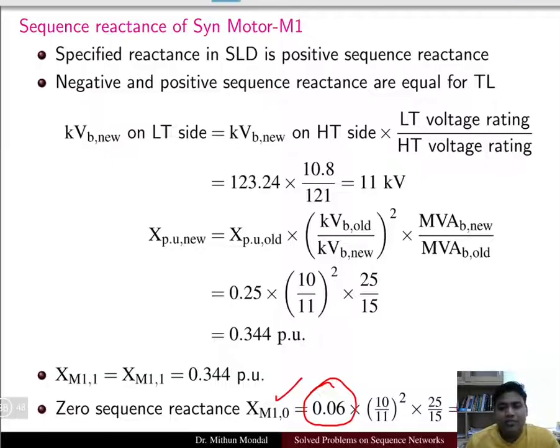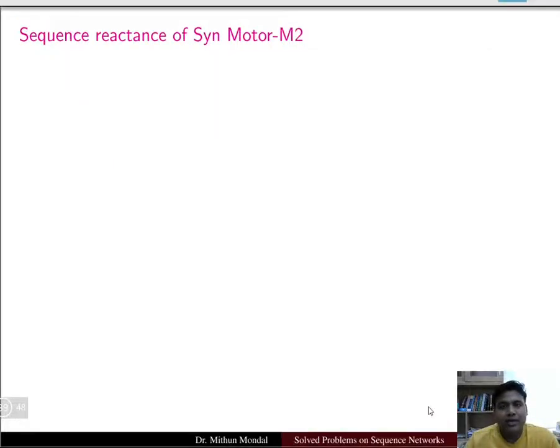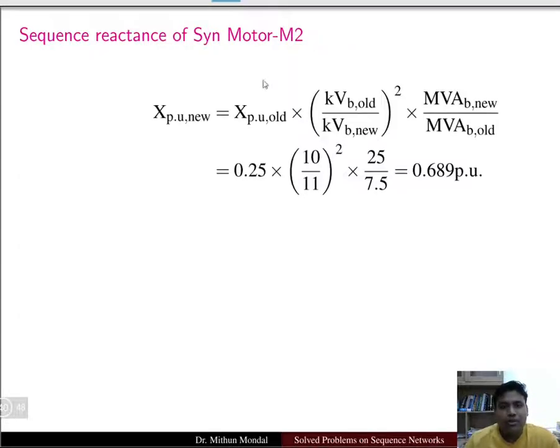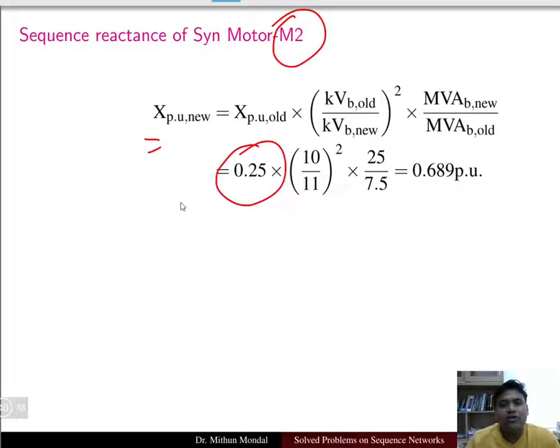So it is equal to 0.083 per unit. So we have seen how to obtain the sequence reactance of motor M1. Now similarly we will be calculating the reactance for motor M2. So the per unit values formula we are going to use, depending upon the motor M2 rating, that is 0.25 for the old base, and the new base of 25 MVA and 11 kV we are going to calculate.